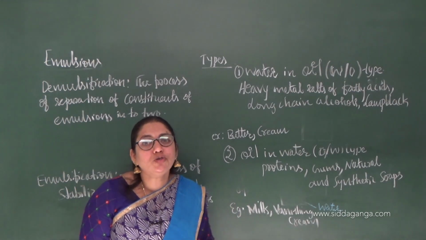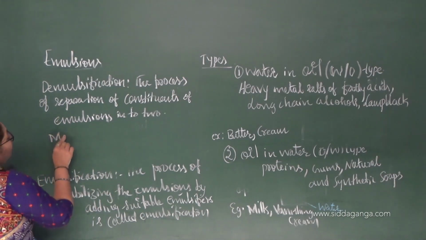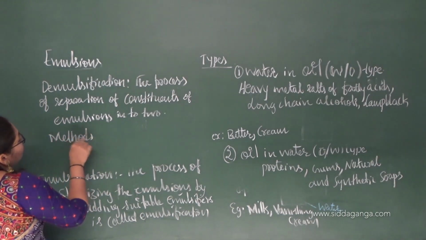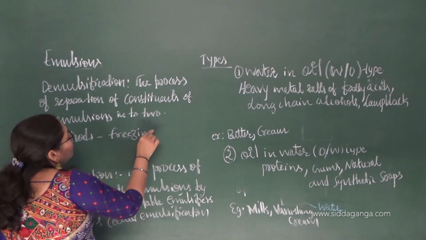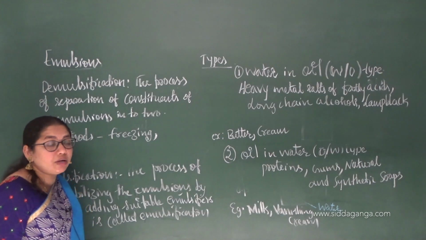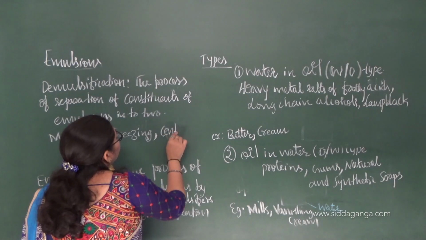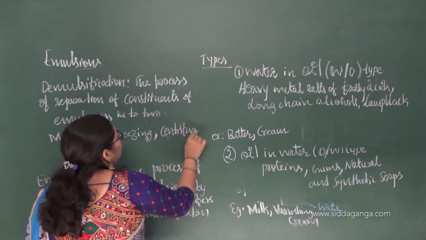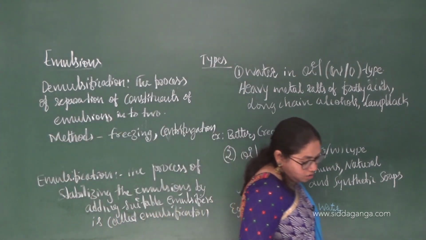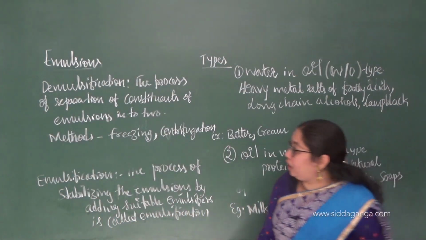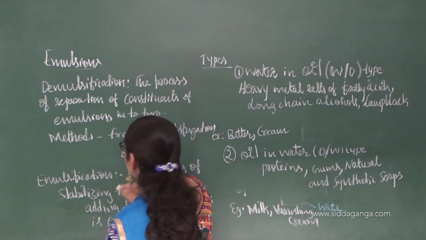If we separate those two by suitable methods, like you can employ the methods for this de-emulsification, as you can have freezing. If you freeze them, they will separate into two constituents, or else you can use centrifugation. Okay, centrifugation method, and also you can use the boiling method also. If you boil also, you can separate the oil from the water, right?